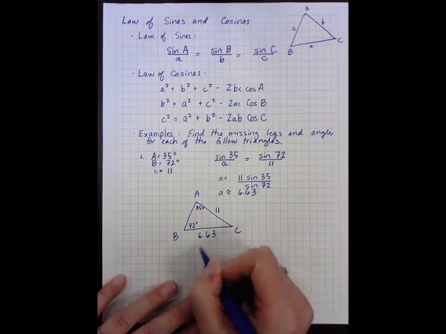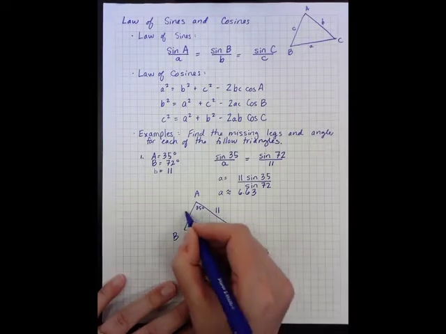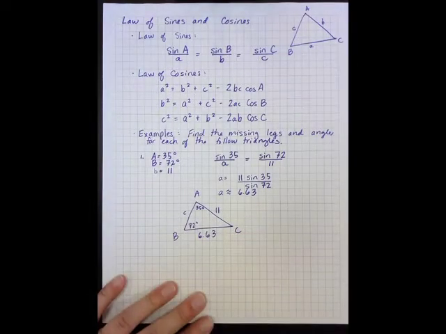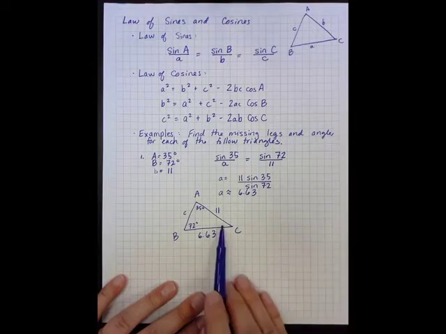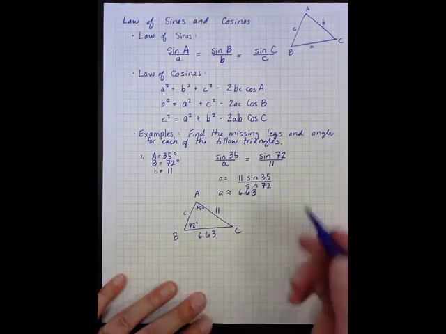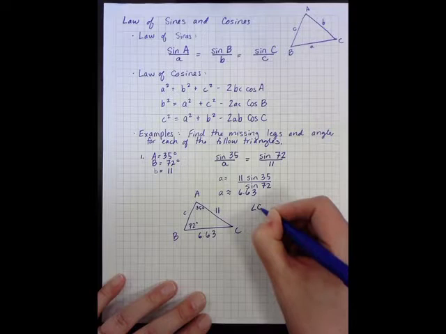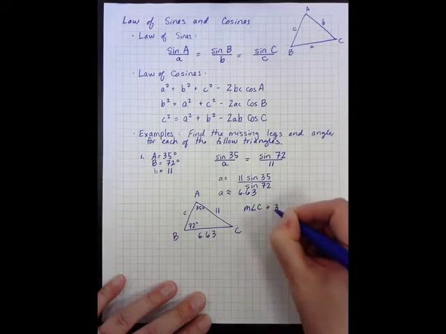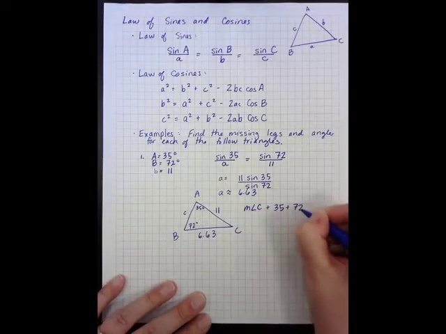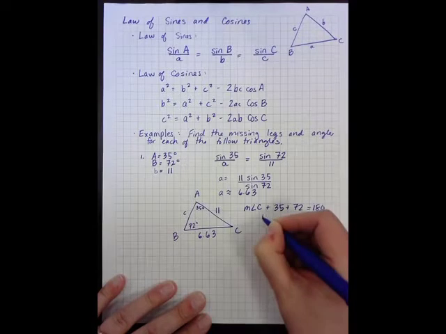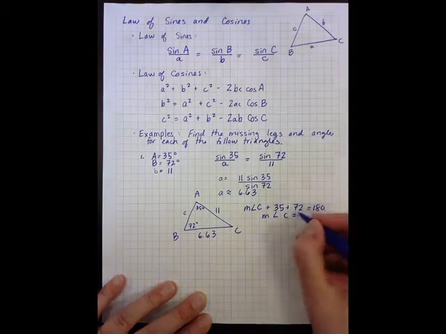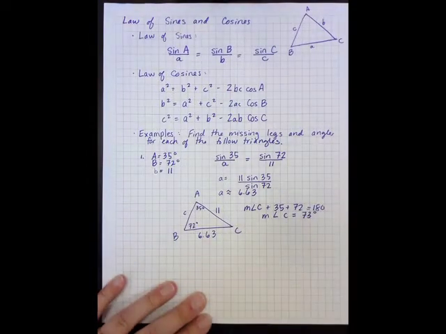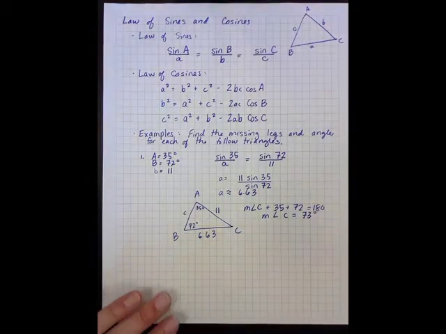At this point, I don't have angle C and I don't have side C. However, I can get angle C by remembering that the 3 angles of a triangle add up to be 180. So the measure of angle C plus 35 plus 72 is 180. So the measure of angle C is going to equal 73 degrees. And so now I'm just left with side C.